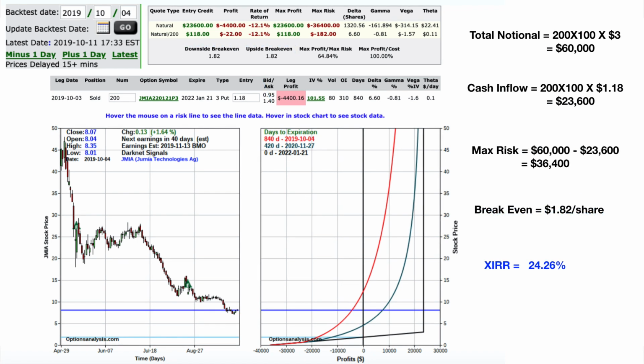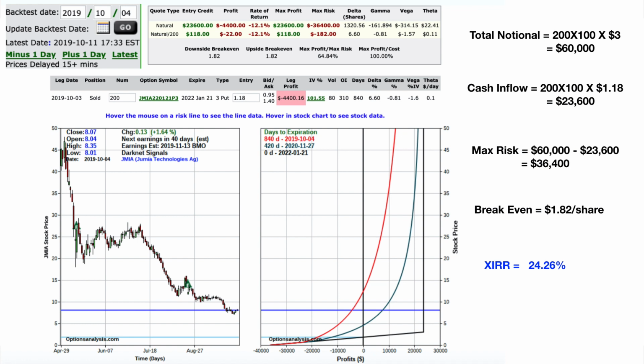Now, I think very conservatively. Because the notional value of this trade is $60,000, I have forced myself to think that I'm blocking $60,000 for this trade for a possible assignment. And on that capital, I have generated a cash flow right upfront of $23,600. Since I'm blocking that $60,000 for 840 days, this results in an XIRR of 24.26.